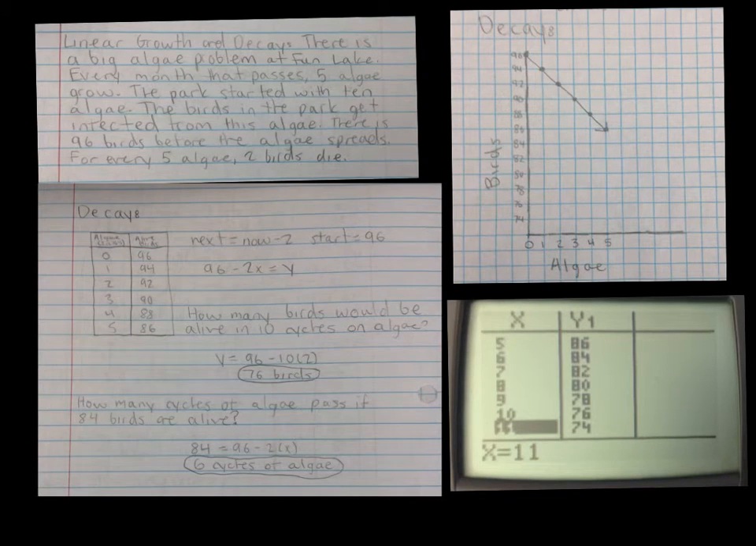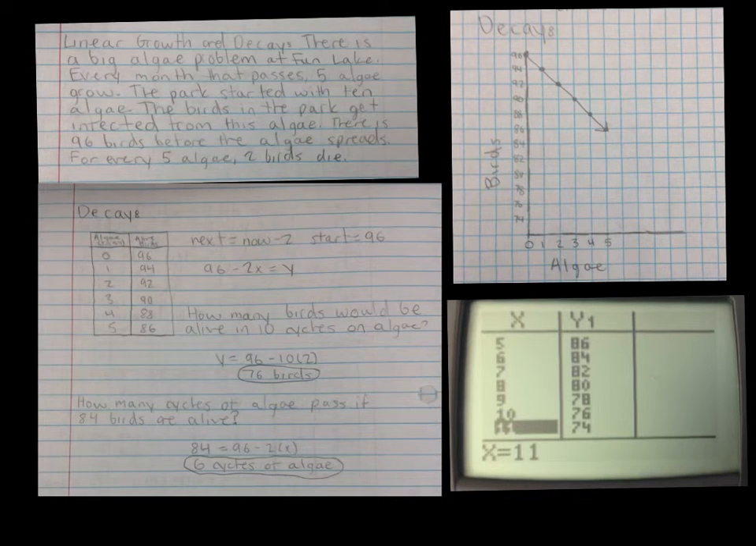This is the second part of my problem, which is decay. The birds in the park get infected from this algae. There's 96 birds before the algae spreads. For every 5 algae, 2 birds die. So the recursive rule for this problem would be next equals now minus 2. The start would be 96. The explicit rule would be 96 minus 2x equals y.